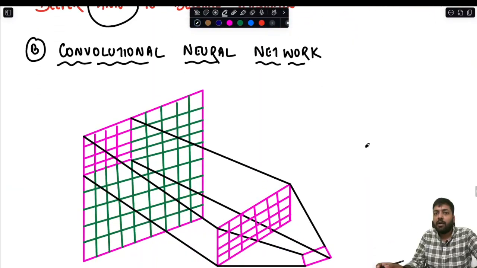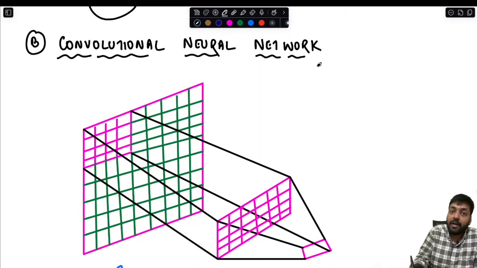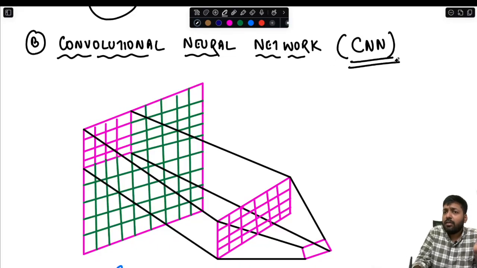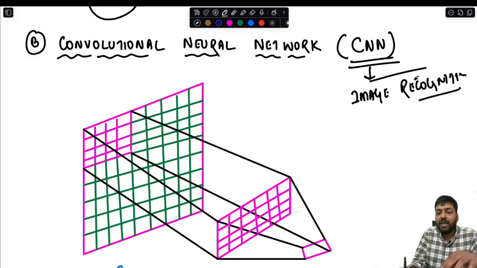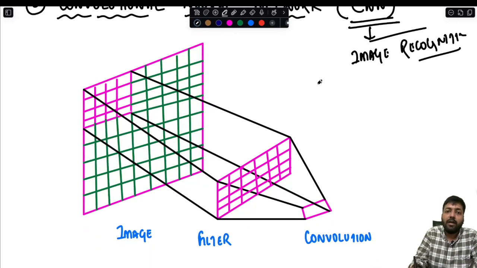Now we will see one very important neural architecture, the convolutional neural network, also called the CNN. This is very important for pathology, because this type of artificial neural network helps very much in image recognition. So let us see what it is.